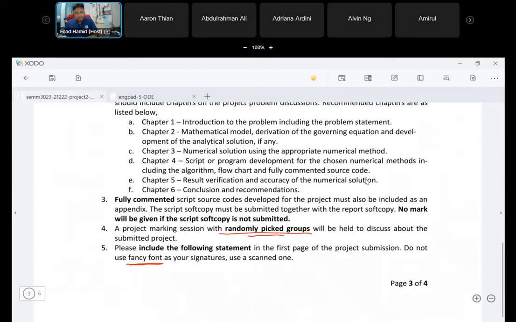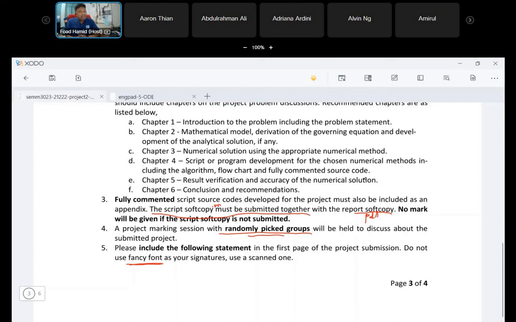Now, again, fully commented source code. The script soft copy must be submitted together. You must submit the script soft copy because I want to run it. And if you submit a soft copy of MATLAB, then it might not run on my Octave. And the report soft copy. So this one is in .m format, and this one is your PDF. No mark will be given if the script soft copy is not submitted because I cannot verify your program. So I need that program.